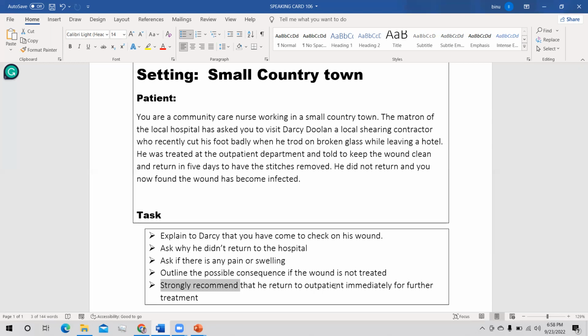Okay, after that, the last task for you is that strongly recommend that he return to outpatient immediately for further treatment. That depends, right? We can connect the fourth and fifth points together. So the tasks: explain, ask, outline, then strongly recommend. Okay, coming back to our PPT, we can check what things we have to do here.